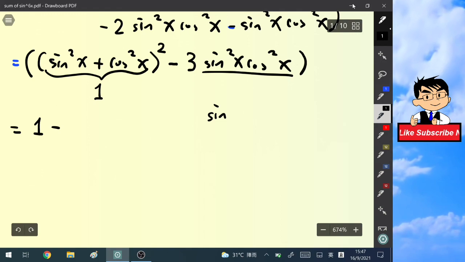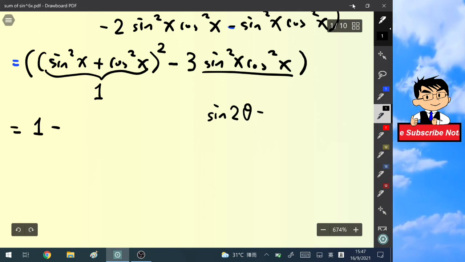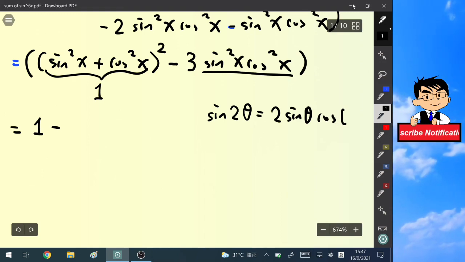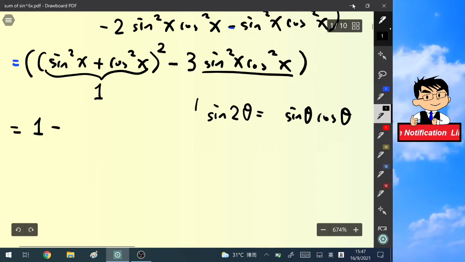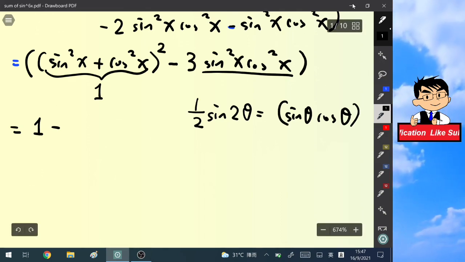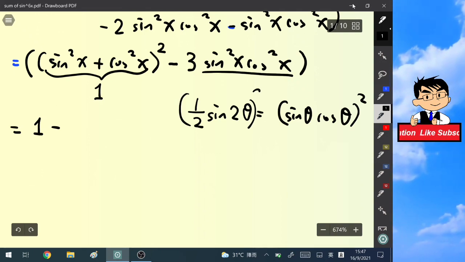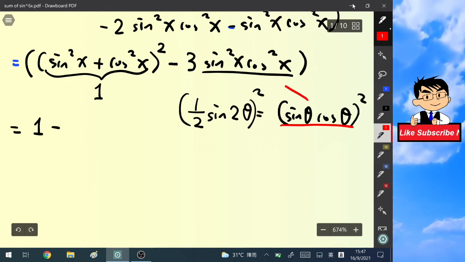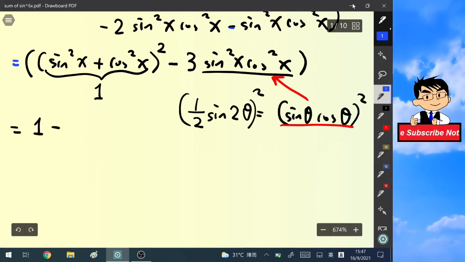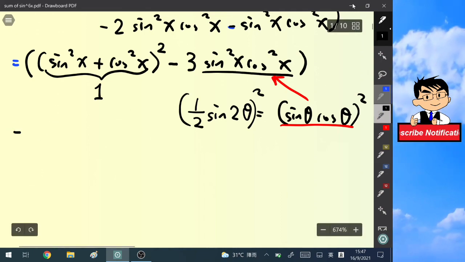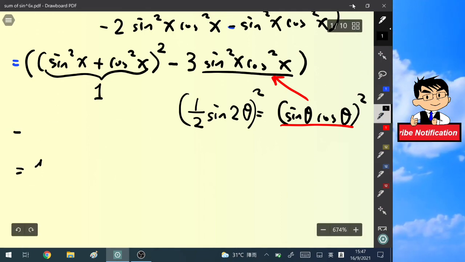So we know that sine 2 theta is equal to 2 sine theta times cosine theta. And then we can divide the 2 to the left hand side, and then we can take square on both sides. So the right hand side is exactly this expression. I can write it a little bit down here.